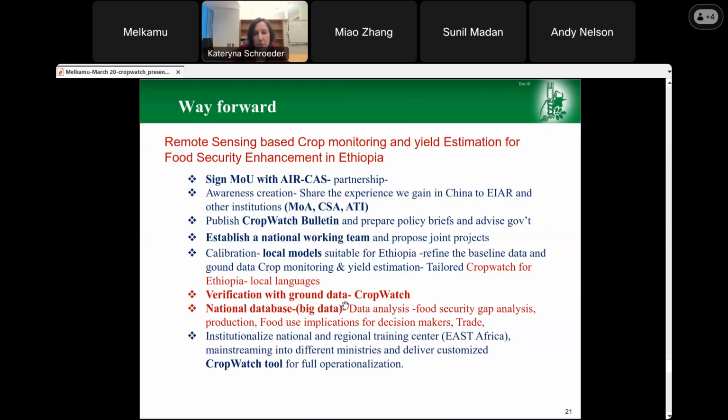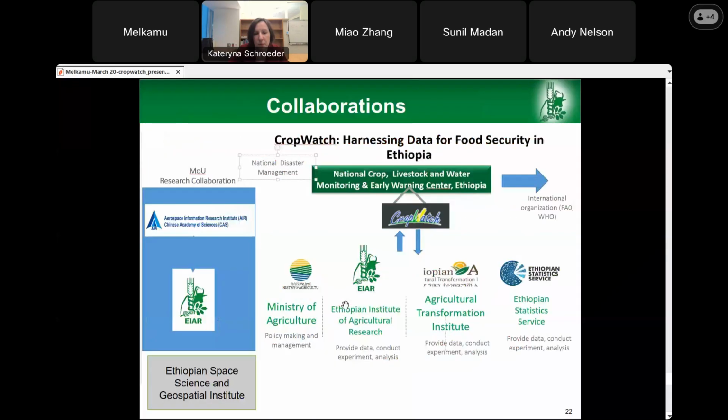And there is also a possibility of collaborations with different sectors in Ethiopia and in other countries. For example, the Ministry of Agriculture, the Ethiopian Space Science and Geospatial Institute, the Ethiopian Statistical Service, and the Agricultural Transformation Institute with CropWatch. We do have some collaboration. By now we are on the way to integrate all of this.